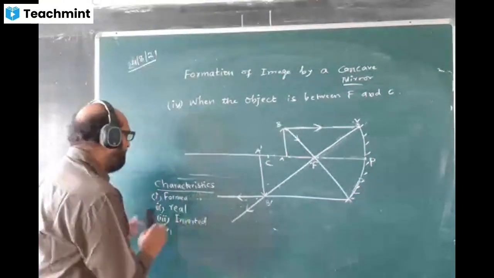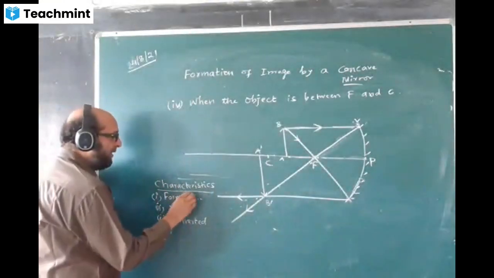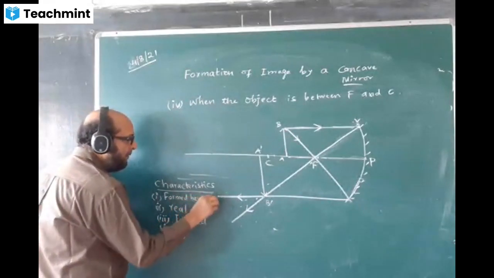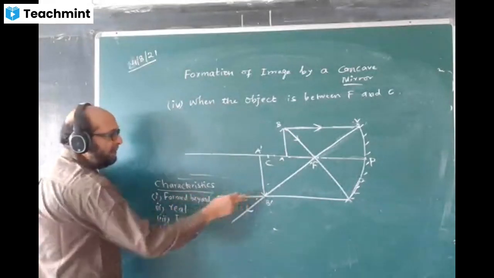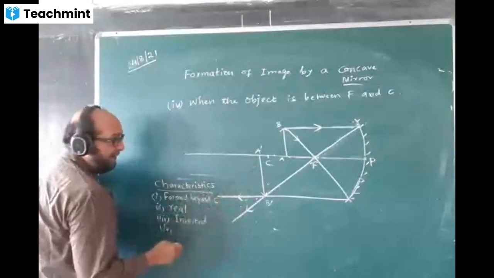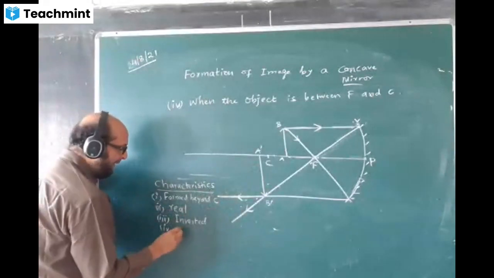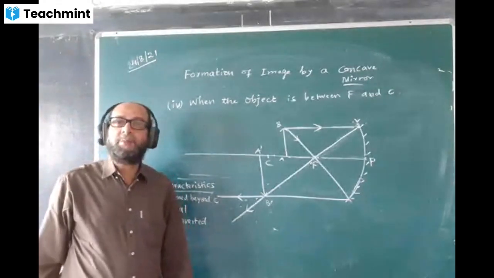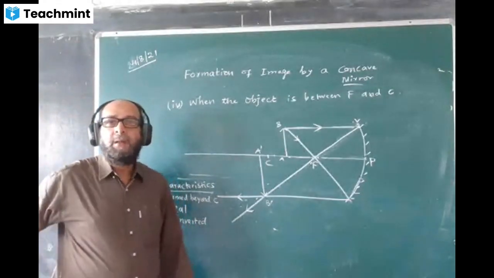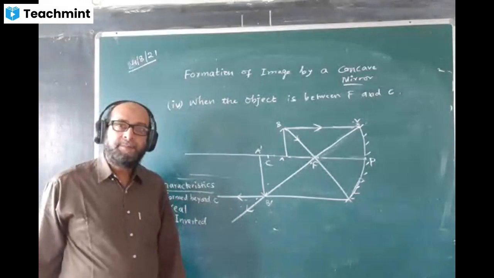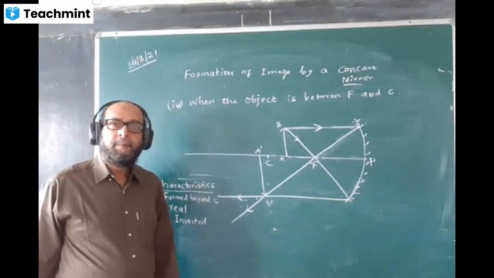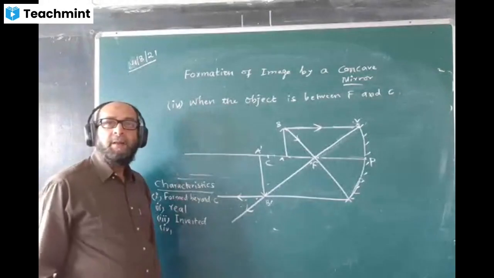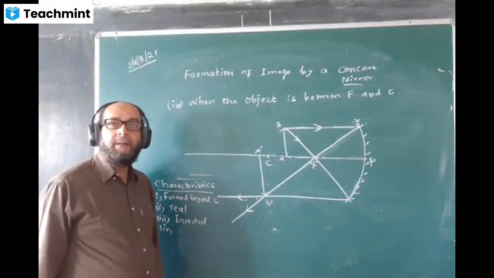Here we will be writing image formed beyond C. Characteristic: write down here, beyond C. It is a real image because the rays are really meeting. Inverted. And check the size of the image. Is the size of the image bigger, smaller, or same size? Bigger. Bigger means bigger. It will become bigger.